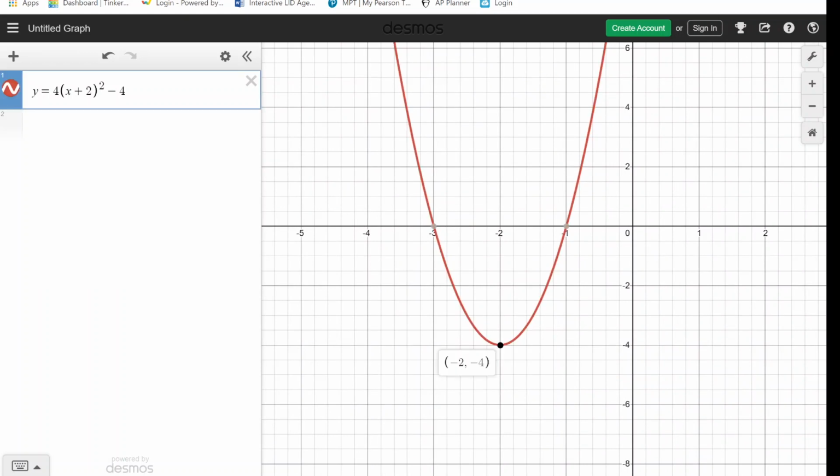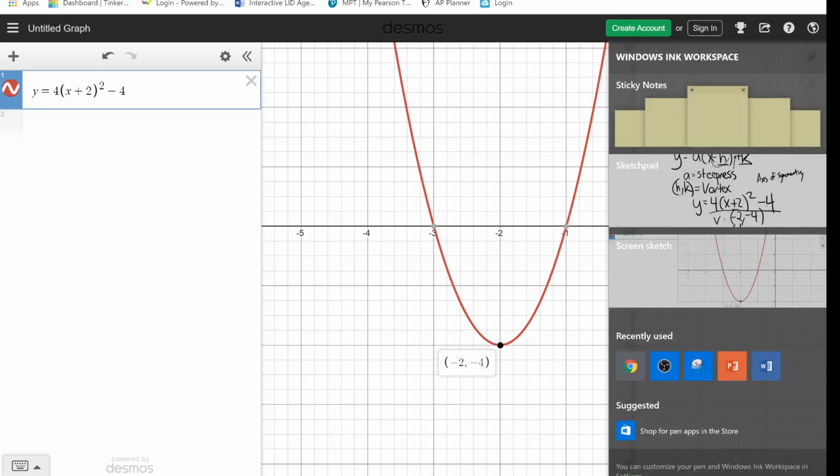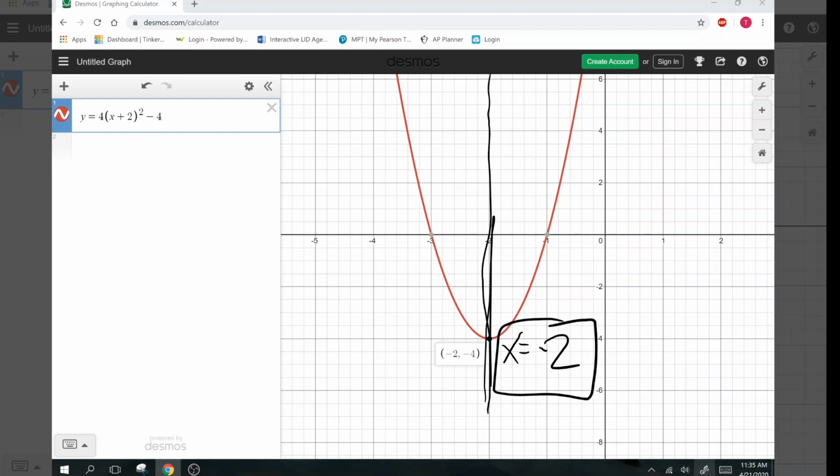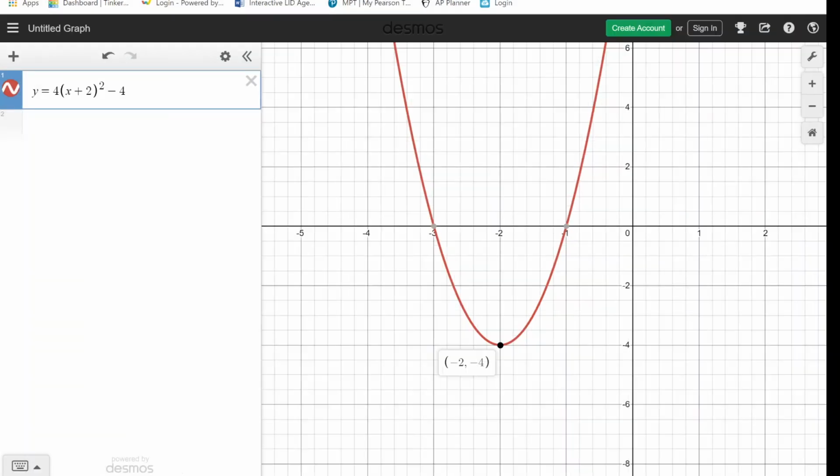Looking at this graph, if I wanted to cut this in half, which is what an axis of symmetry does, the line that cuts this in half goes right down the middle here. It's the same on the left, and it's the same on the right. And so what the axis of symmetry always is, is just x equals the x-coordinate of the vertex. Boom, axis of symmetry done. So I can do that without even looking at the graph.